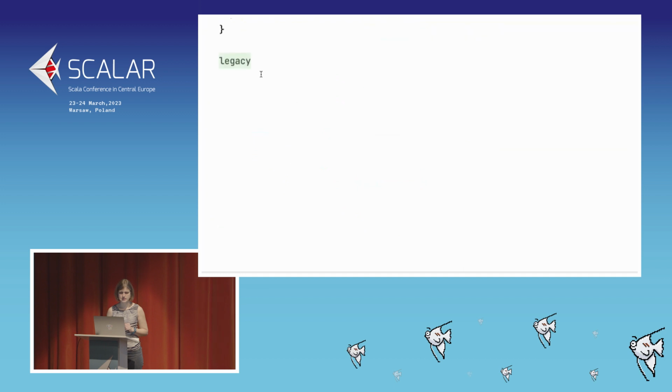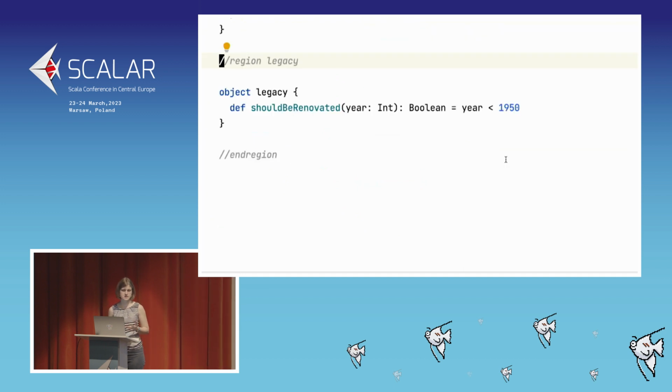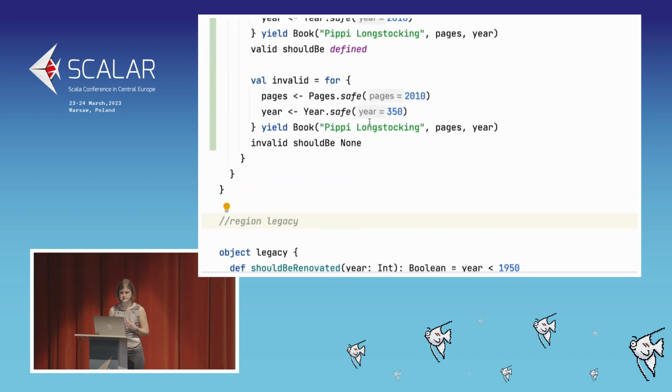Let's imagine that we also have some legacy method in our library domain. We are checking if the book should be renovated. And it takes the years as an integer, because when the method was created, we didn't know about our cool new types. And it returns a boolean of whether the year should be taken to renovation or not. So because this is a very important and complicated implementation, we don't want to just copy it to work on our types, but we would really like to use it on our types.